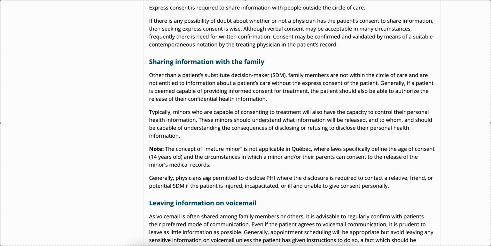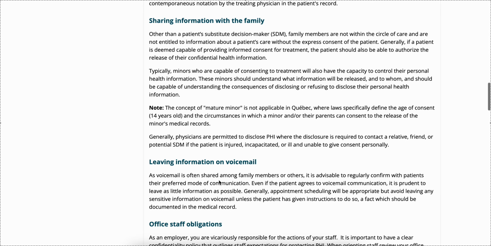Generally, physicians are permitted to disclose personal health information where the disclosure is required to contact a relative, friend, or potential SDM if the patient is injured, incapacitated, or ill, or unable to give consent personally. We usually do that, especially in the geriatric population or with complex medical histories, or patients with serious diagnoses, where the chances of becoming incapacitated are very common. Then we ask them when they come to the hospital, and when we know that they can answer, okay, my son is there, my brother is there, my partner is there, my sister is there, my mother is there, do you want someone to be making the decisions when you are not able to do it? So that's the one thing.